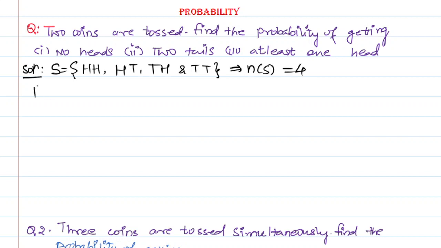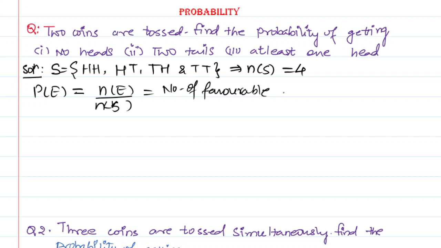Now what is probability? So P of E, probability of happening of an event. And what are my events? No head is an event. Two tails is an event. At least one head is also an event. So probability of happening of any event is equal to n of E upon n of S, which is nothing but number of favorable events upon total number of events.